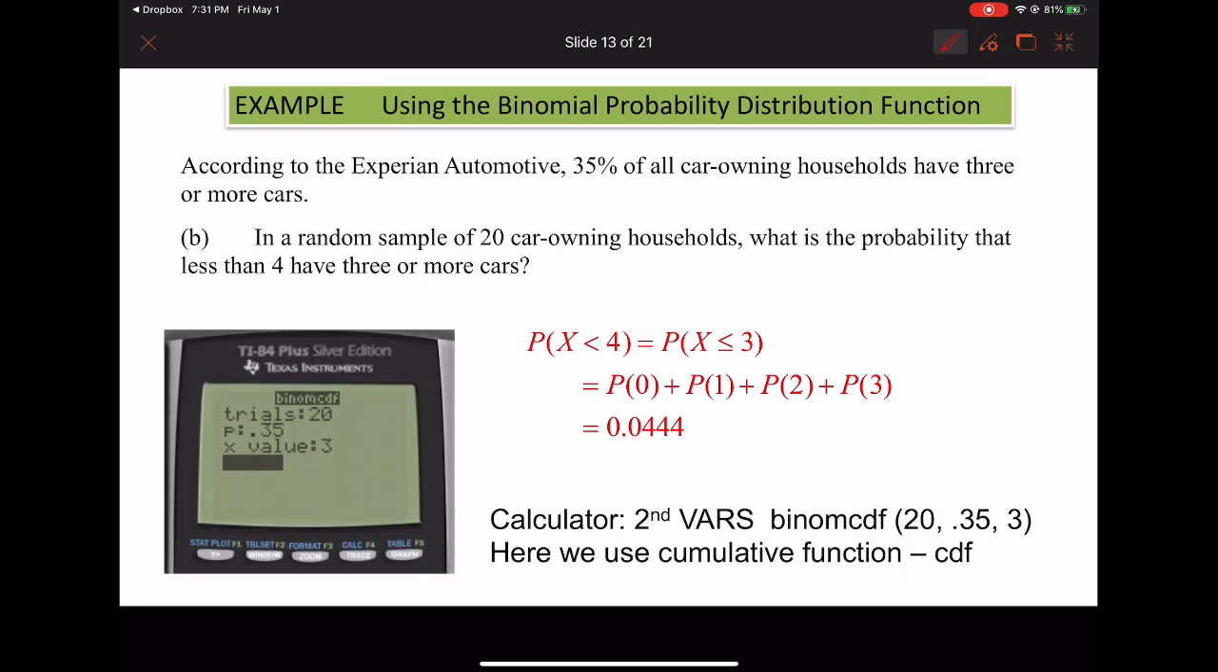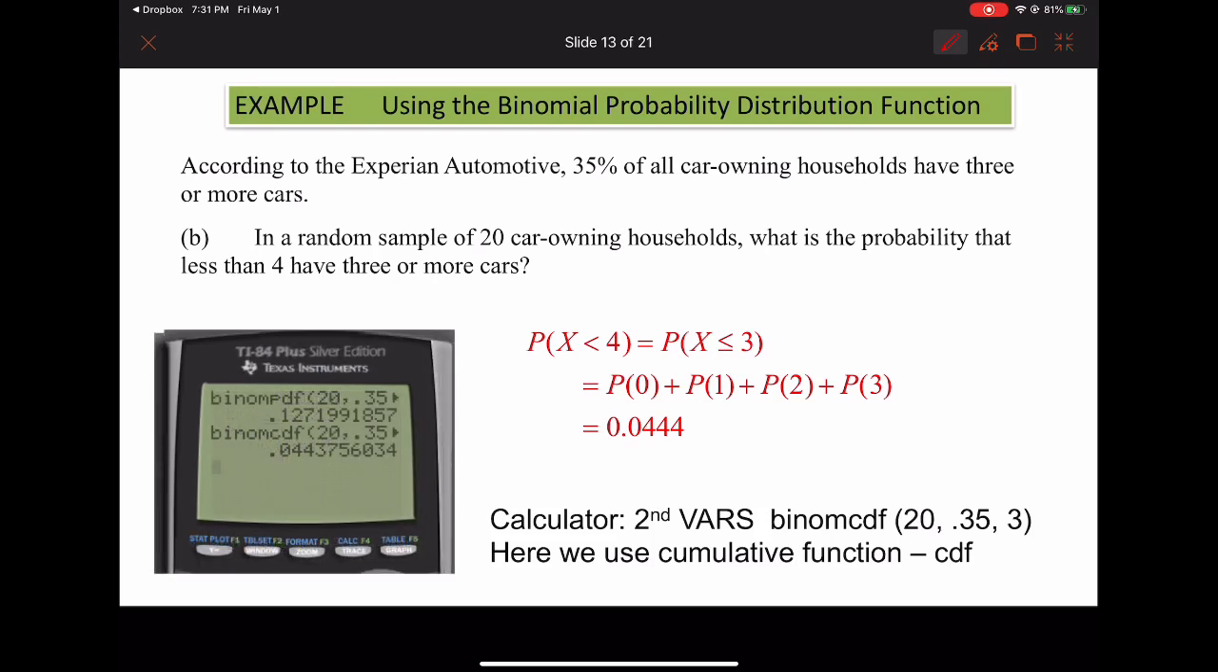So I want to look at what I put in. Same thing, 20, 0.35, and 3 because I want 3 or less, but this is a CDF. So once I hit enter on my calculator, I'm going to get about 0.0444.